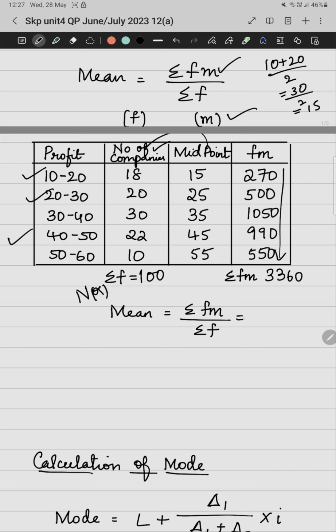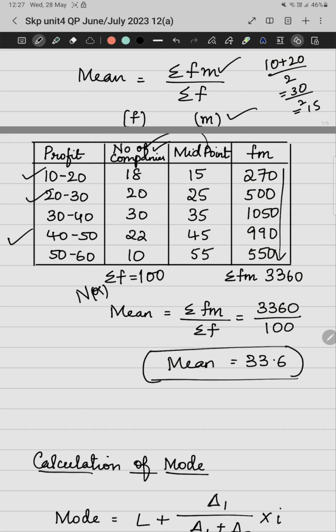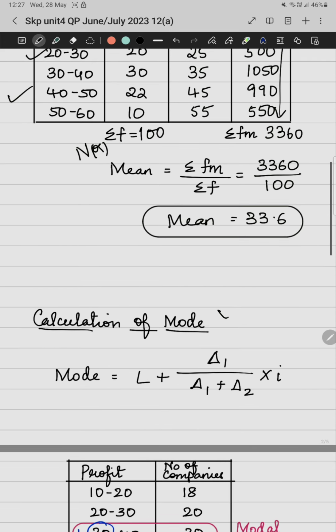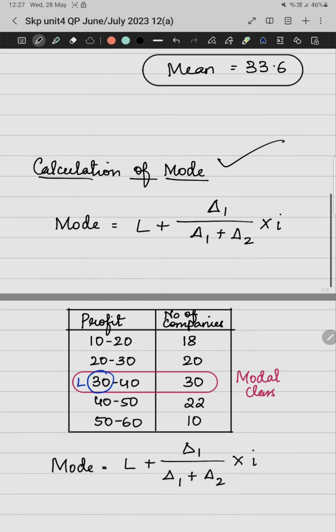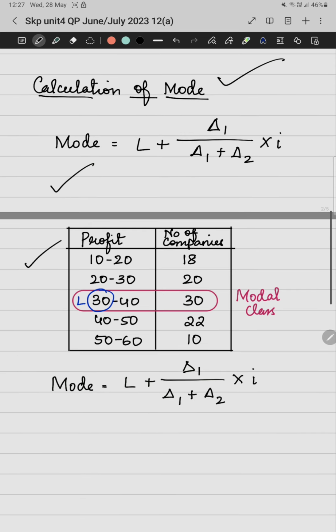So the formula for mean is summation fm divided by summation f, that is 3360 divided by 100. So mean is equal to 33.6. This is important, please put it in one box. So we found the mean, which is very simple. Next we are going to calculate the mode for the same data. As it is, I have written the mode formula and whatever is in the question.